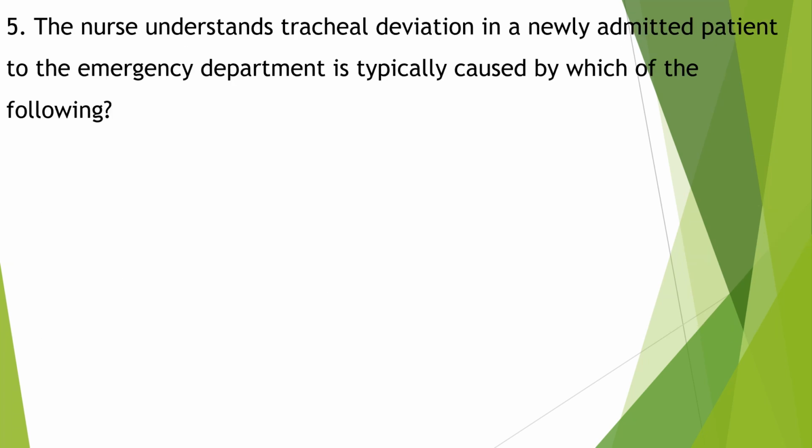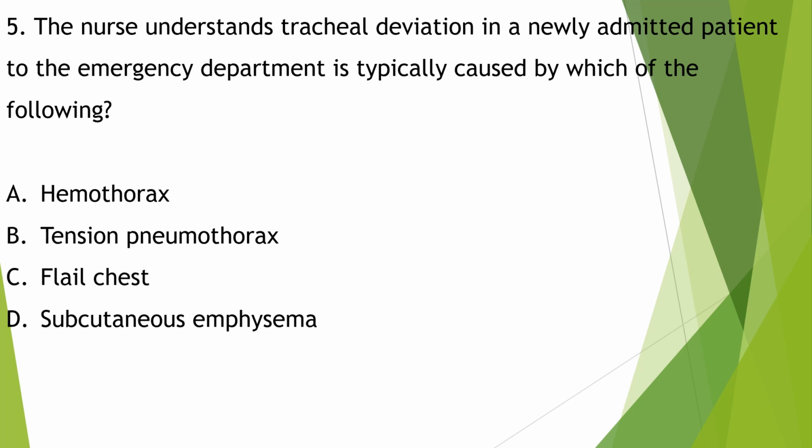The nurse understands tracheal deviation in a newly admitted patient to the emergency department is typically caused by which of the following? High hemothorax, tension pneumothorax, flail chest, and subcutaneous emphysema. Tracheal deviation is a classic manifestation of tension pneumothorax due to increased pressure in the pleural space, shifting the structures towards the opposite side.